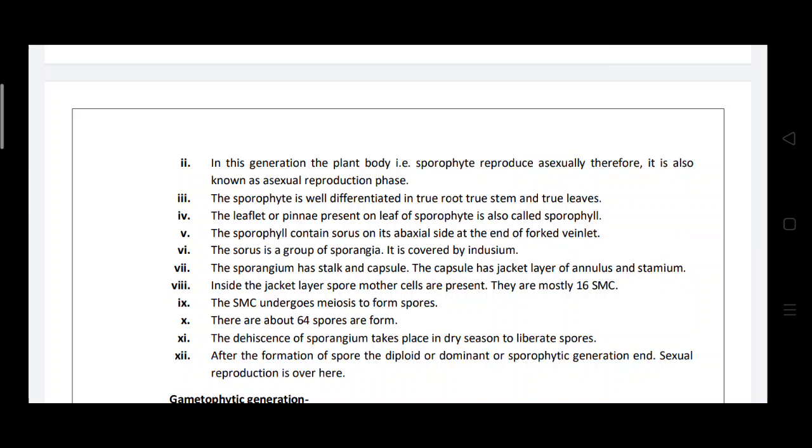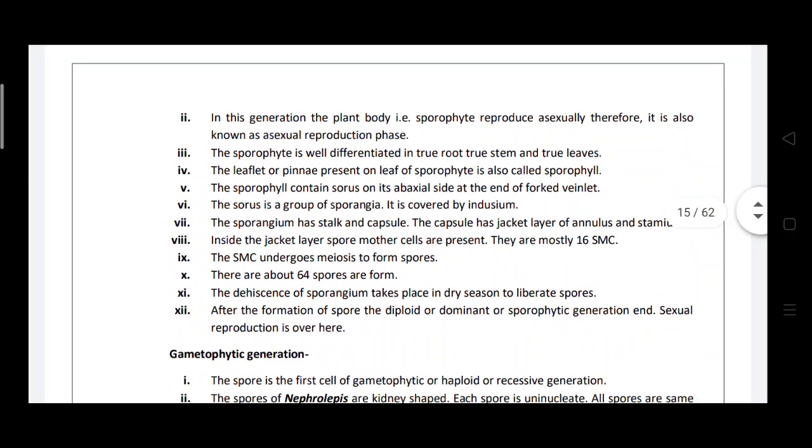The sorus is nothing but a group of sporangia, which is covered by the indusium. Each sporangium contains a stalk and capsule. The capsule has a jacket layer, in which the annulus and stomium are present. Inside the jacket layer, the spore mother cells are present. About 16 spore mother cells are present in the sporangium. These spore mother cells undergo meiosis and form spores, so they produce about 64 spores. After maturation, the sporangium dehisces in the dry season and the spores are liberated.